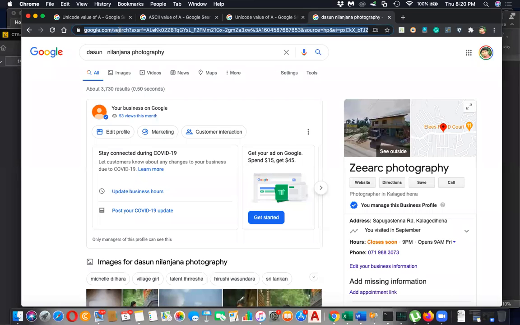Here you can see, when I selected this, this is only one string, no? Only one string, one text. But inside that, these parts are encoded. Dasun Nilanjana photography, this part is encoded to this one string. But when I change this or when I type this, it will be decoded and shown here. This is the decoded version of this encoded string. Encoding means you code into one thing. Decoding means from that you extract the data that you need. That is called decoding.